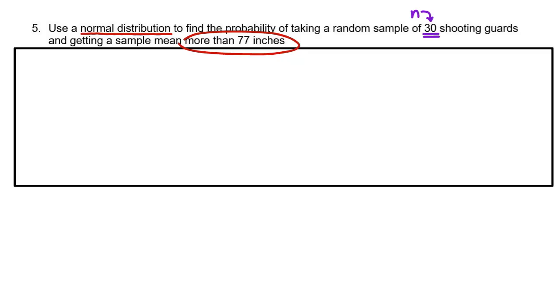Other than your picture, you need 2 more pieces of information. What do you need? Mean, which is going to be 76.333, just like the population, and you'll still need to find the standard deviation. We have a different n value, so your standard deviation is going to be different. So you will have to calculate that.